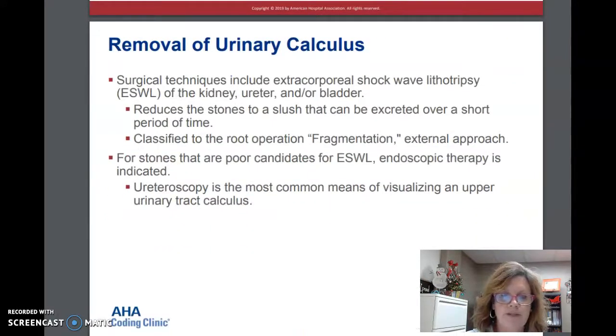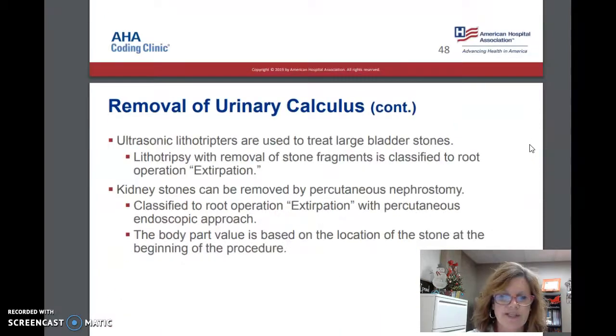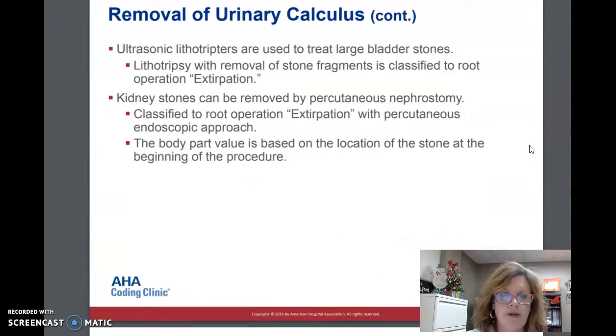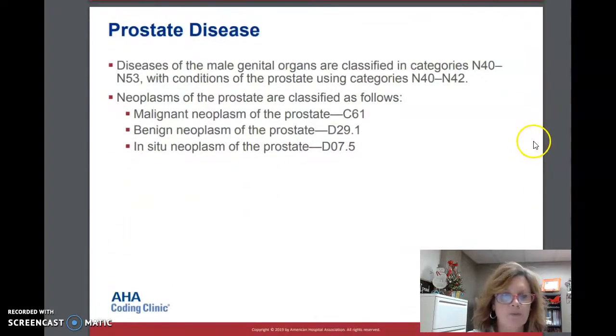Okay, and then we have the ESWL for removing a calculus. With that, it's going to be the root operation fragmentation. This is a common procedure. We also have lithotripsies where we treat larger bladder stones. This could be extirpation. Okay, so again, come back here and review some of these.